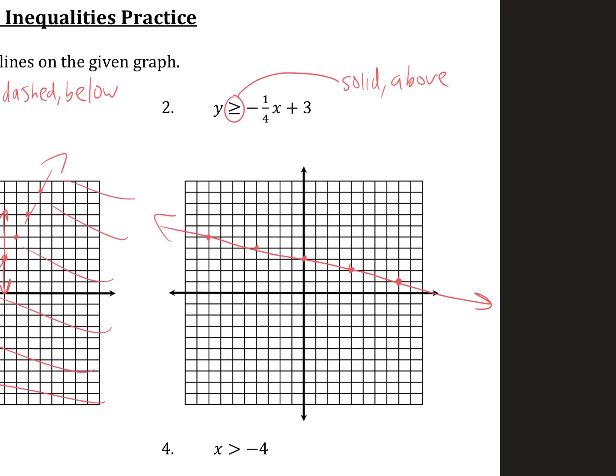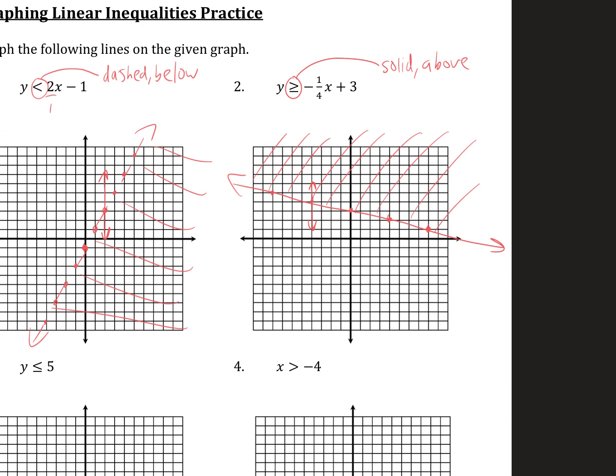We're shading above, so I like to pick a point here. Above would be, you can kind of see straight up, it's going to be above, so we're going to shade over here. I would get in the habit of not shading all the way in until you know where things are going to go, because we're reviewing graphing inequalities here.